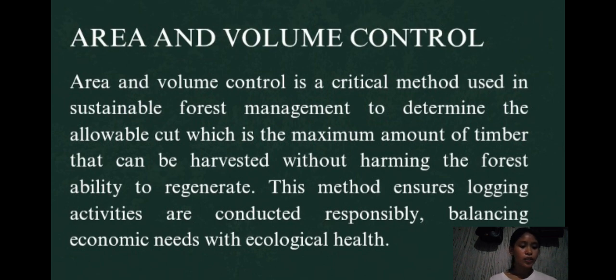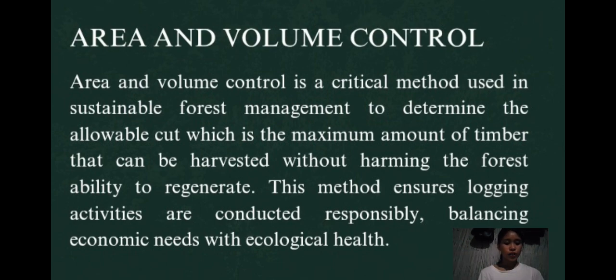And we have the area and volume control. Area and volume control is a critical method used in sustainable forest management to determine the allowable cut, which is the maximum amount of timber that can be harvested without harming the forest's ability to regenerate. This method ensures logging activities are conducted responsibly, balancing economic needs and ecological health.